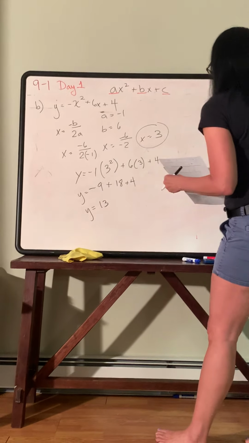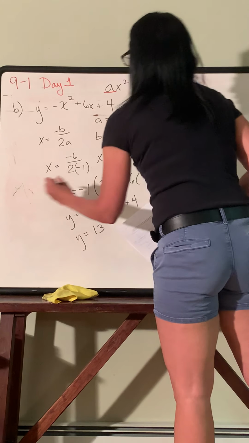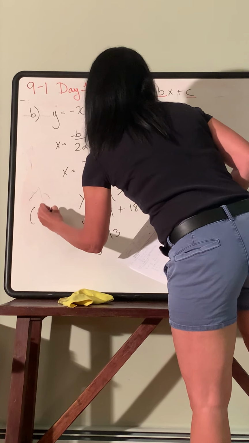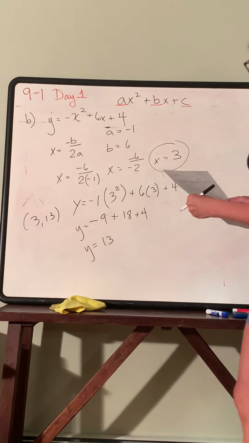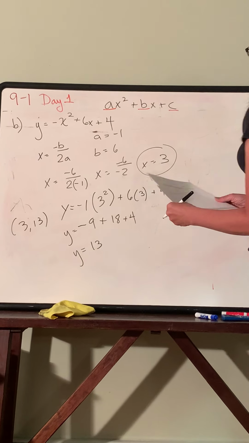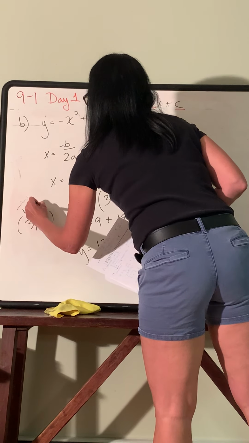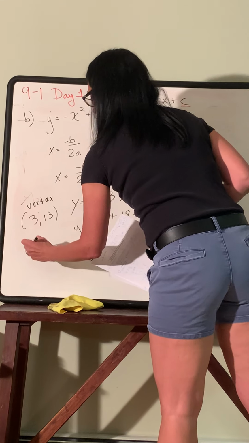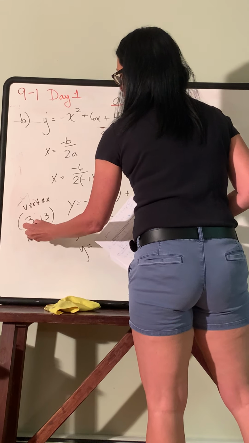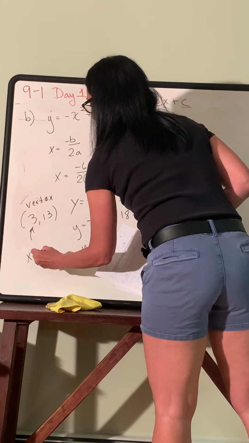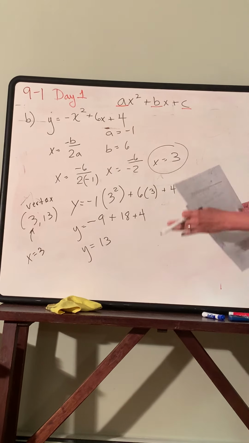And when we figure that out, we get 13. So my first coordinate is (3, 13). That is your vertex. From here, you can say what your equation for your axis of symmetry is. It's x equals 3. So we know that that's the line of symmetry.